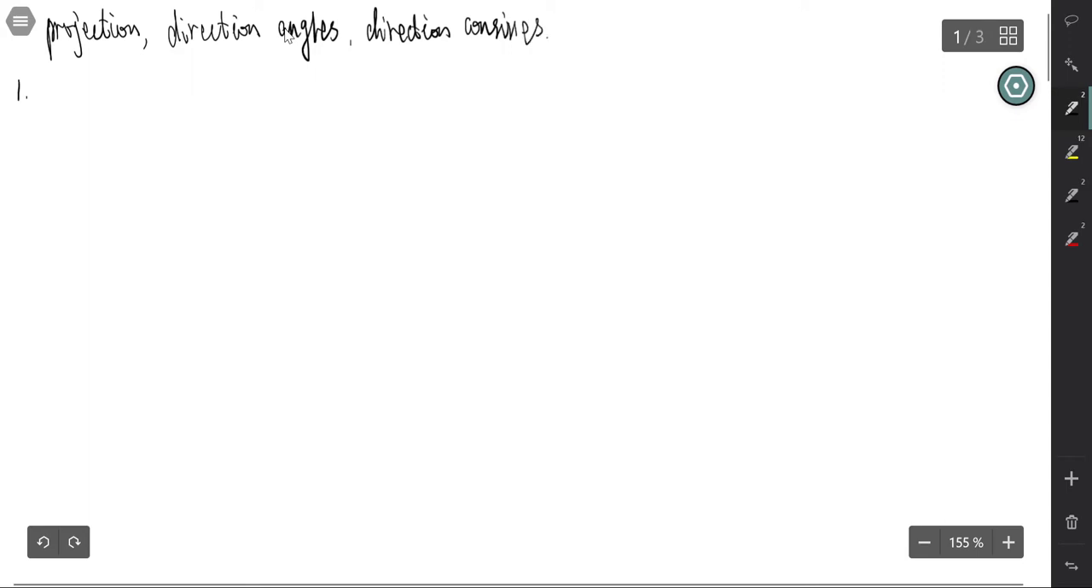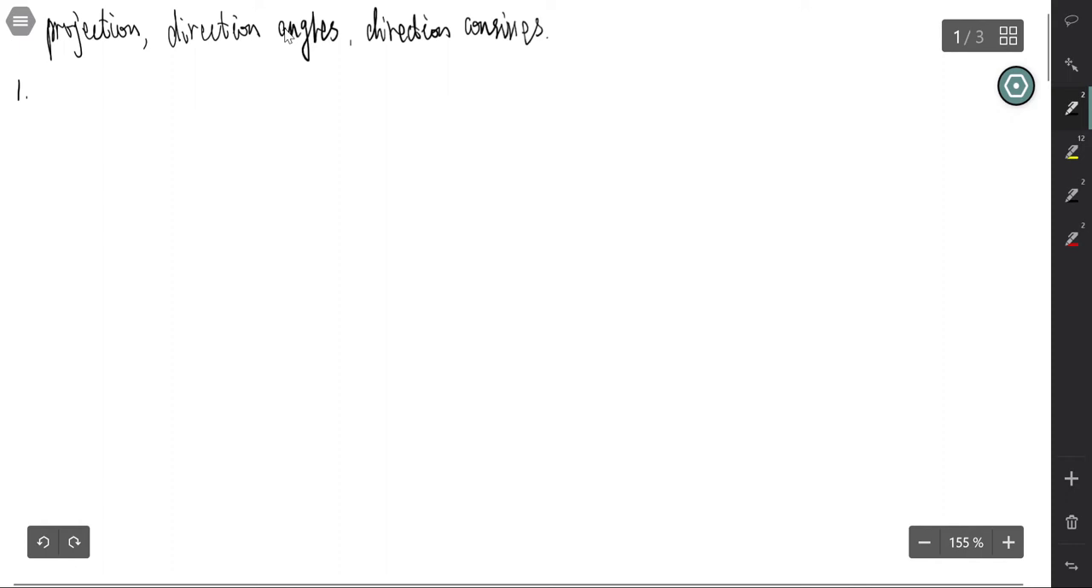We talk about the projection of vectors and direction angles. Direction angles and direction cosines. What is the projection of vectors?